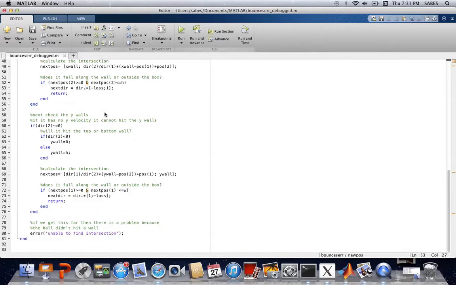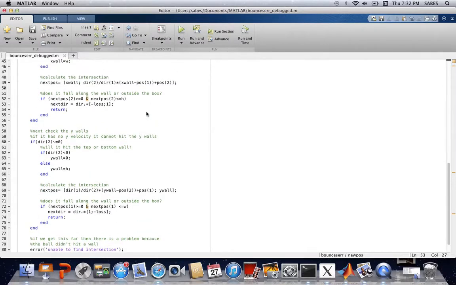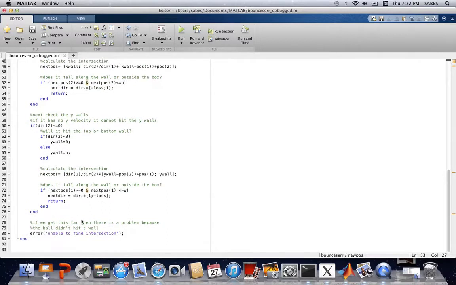So I think the first thing I would do is try to print out this next pause statement, because if it is going to this error part, most likely it's not going into any of these if-else conditions, because it's not hitting any of the walls. So before that, it's trying to calculate this next pause statement. So let's print that out and see what happens.